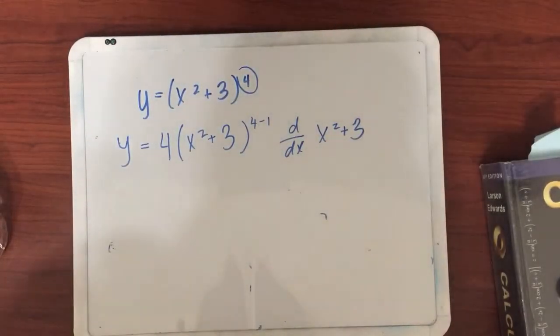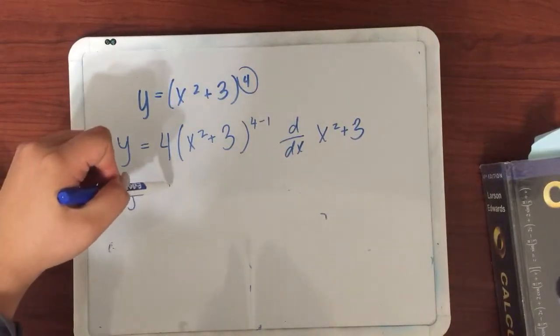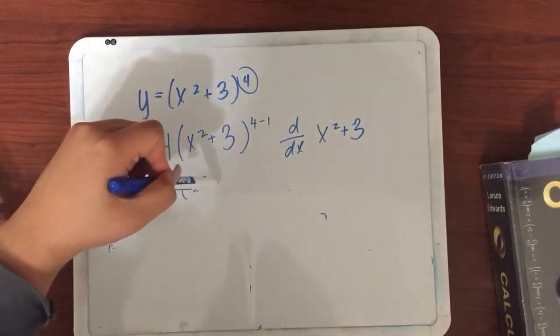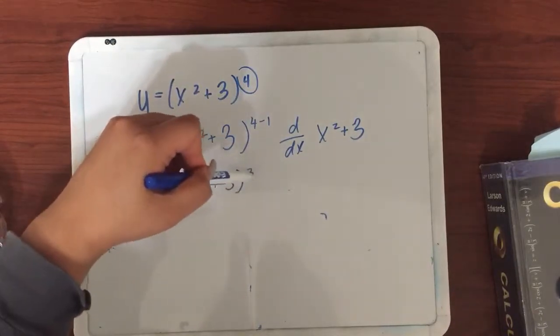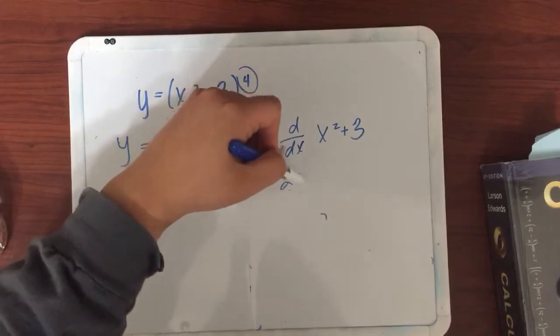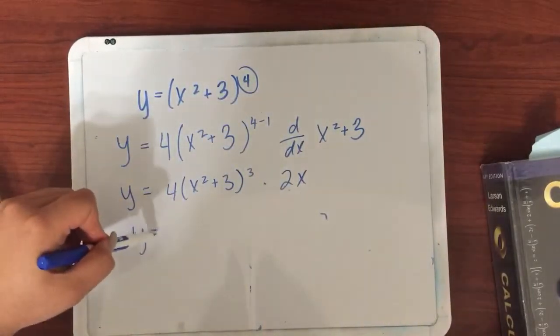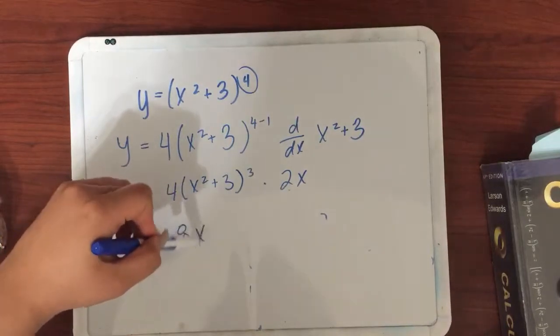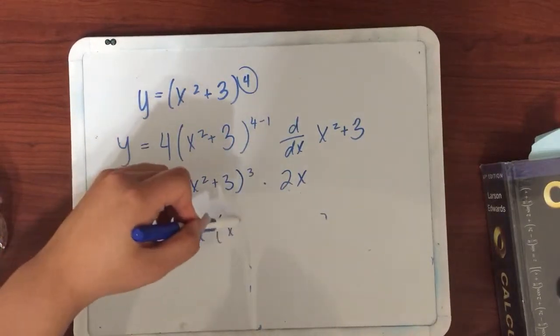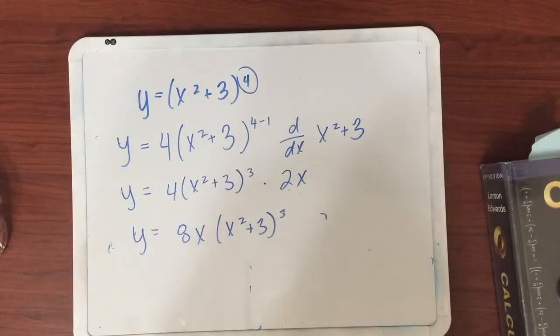I'm just doing it a long way to show you how that works. So after that, we're going to take y equals 4 times x squared plus 3 to the 3rd power, times the derivative of this, which is 2x, and that would be your answer. So if you're going to simplify it, you're going to have 8x times x squared plus 3 cubed, and that is your answer. It's that easy.